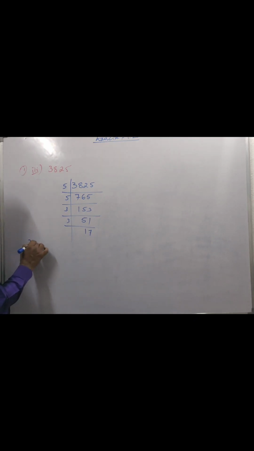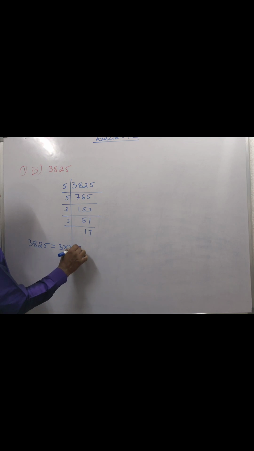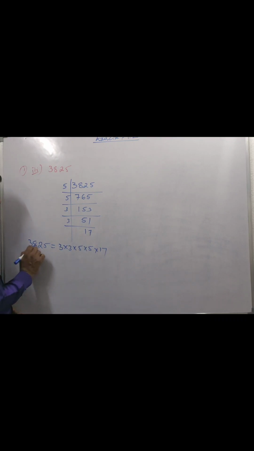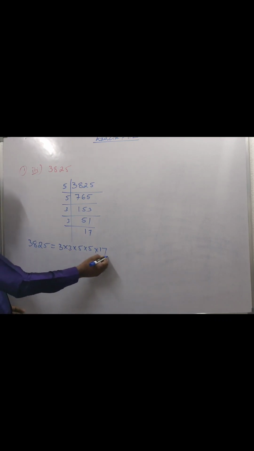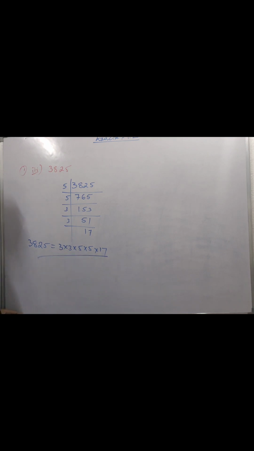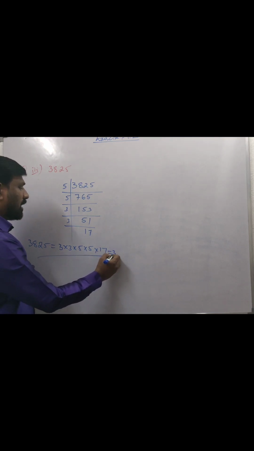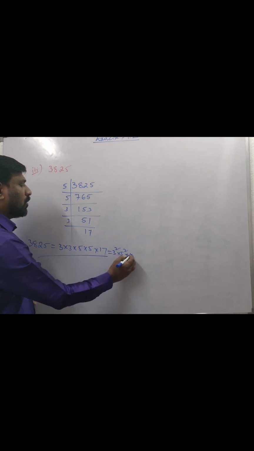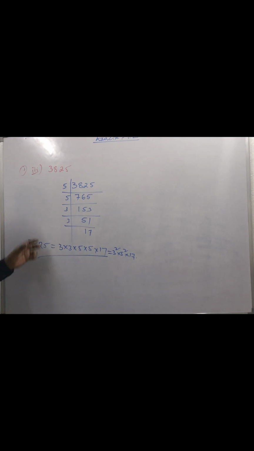So 3825 as a product of primes means 3825 is equal to 3 into 3 into 5 into 5 into 17, right? The product of primes of 3825 is this one. If you write this in exponential form also, what do you get here? 3 square into 5 square into 17. So I think this is clear to everybody, right? The remaining 3 sums are there. In the same way you have to do it, right?